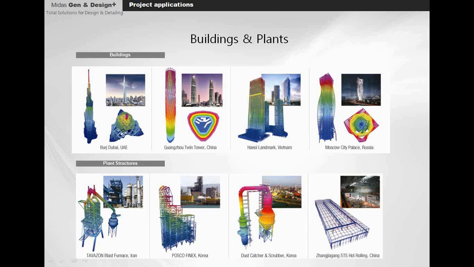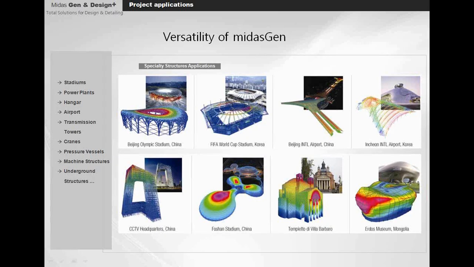Now the plant structures also were designed using Midas Gen, for example in Iran, here in Korea as well as in China. This has been used quite widely in India as well. As I was mentioning before, Midas Gen is a very versatile software. You can see on your screen shortly that we not only design buildings, but also specialty structures like stadiums, as in the Beijing Olympic Stadium. You must recognize the bird's nest here. You can also design airports. This was used for some of the features for designing the Beijing International Airport, as well as the Incheon International Airport here in Korea. We also used Midas Gen in China, as well as in the Foshan Stadium.